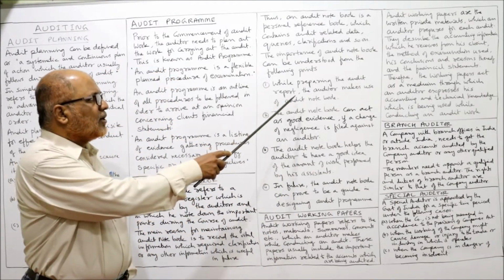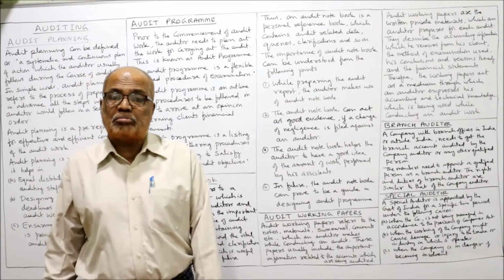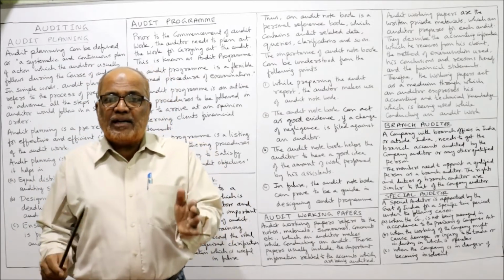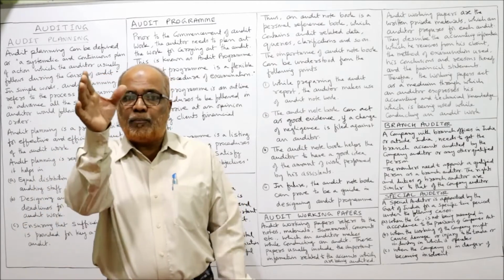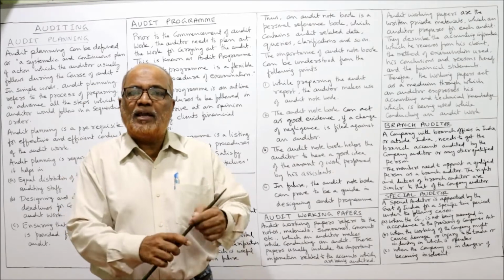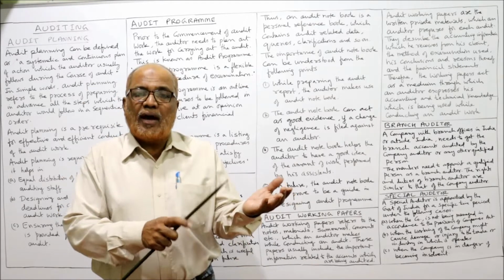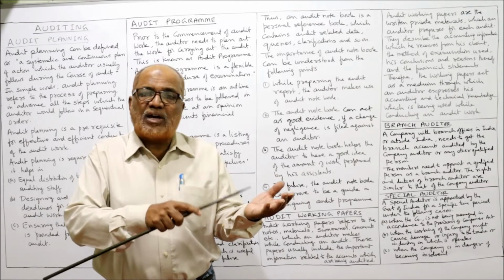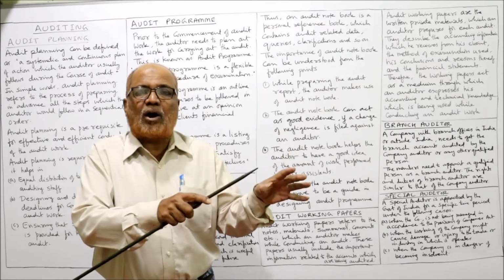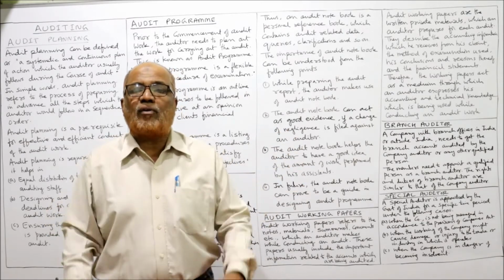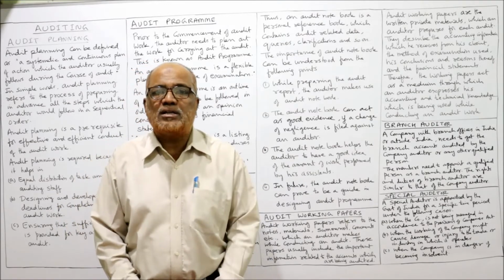First, while preparing the audit report, the auditor makes use of the audit notebook. This is very, very important. When finally the audit report is prepared by the auditor, he refers to the audit notebook, and according to the points and clarifications written in the audit notebook, it will be easier for him to give the audit report.